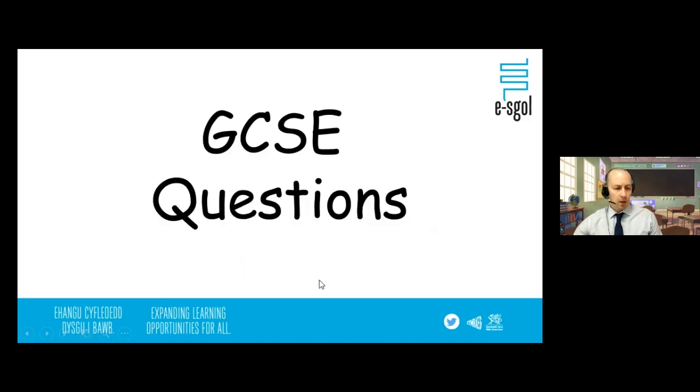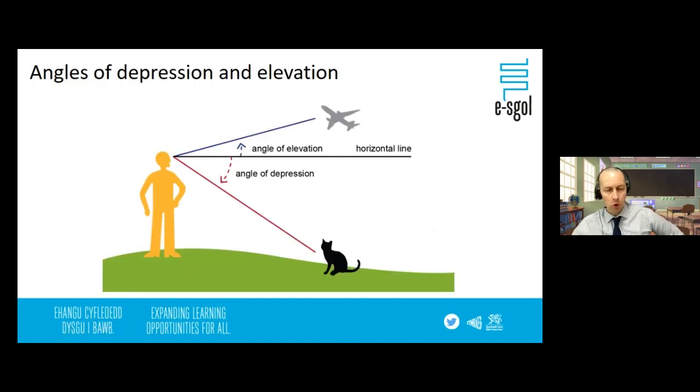Okay, so we're going to talk about some GCSE questions, and maybe have a go at a few. But before we do that, I'd like you to have a quick look at this slide. Quite often in GCSE questions, it will mention something called an angle of elevation, or an angle of depression. As you can see from the yellow guy on the screen, the black line represents a horizontal line, which is his line of sight. When he looks up, maybe at the plane in the sky, that becomes the angle of elevation. Or if he's looking down at the cat on the ground, that becomes the angle of depression.